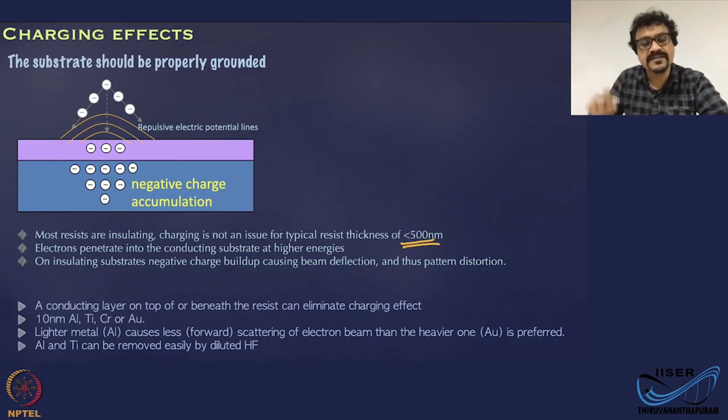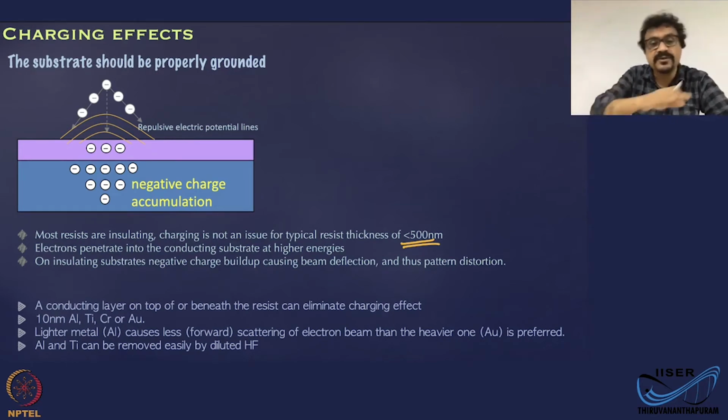Okay, you coat the resist, bake the resist. This is a very simple process. You coat the resist, then you bake it at a certain temperature, which is prescribed by the resist manufacturer. Then after that, the resist is prepared for the exposure.